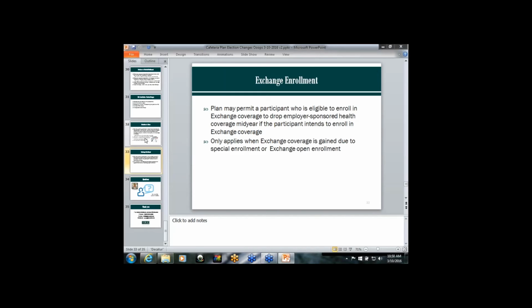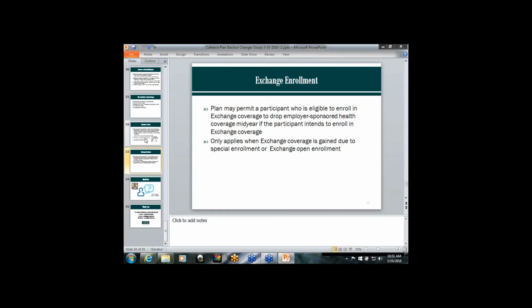And then finally, another reason is exchange enrollment. So if a plan permits a participant who's eligible to enroll in the marketplace exchange coverage to drop the employer-sponsored health coverage mid-year if they intend to enroll in an exchange coverage. This only applies when it's either an exchange coverage special enrollment period or the exchange open enrollment.